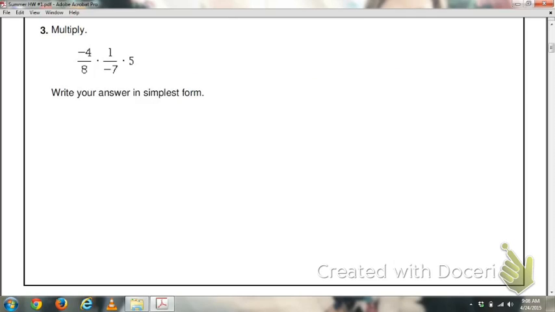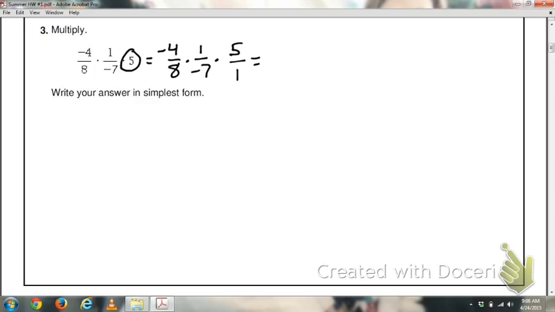For number 3, I'm going to try to multiply these fractions together. Again, you don't have the use of a calculator, so we have to do this by hand. The first thing that I'm going to try to do when I multiply fractions is multiply all the numerators together and all the denominators together. And so I need to change 5 so it's written like a fraction, so it's a little bit easier to do this. So I can change this problem to be -4 over 8 times 1 over -7 times 5 over 1. Now, there's a couple ways you could do this.